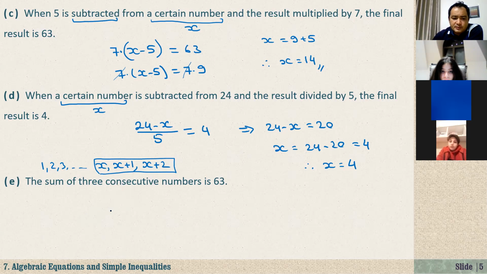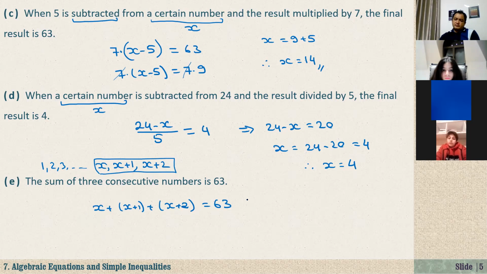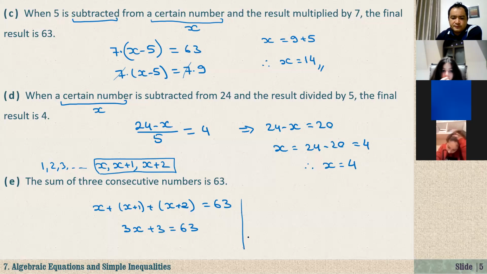So that is x plus (x plus 1) plus (x plus 2) equal to 63. If you simplify, x plus x plus x is 3x, and 1 plus 2 is 3. On the right hand side, we have 63. Take 3 to the right hand side: 3x equals 63 minus 3. Now what is x? 60 over 3, which is equal to 20.